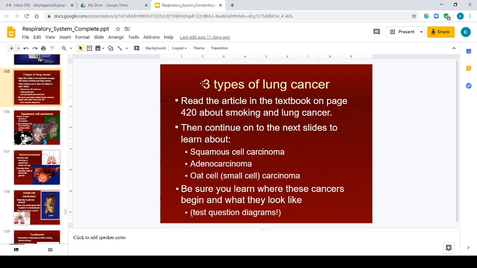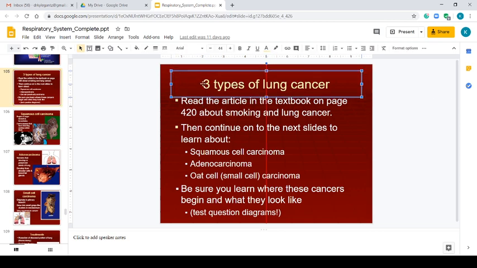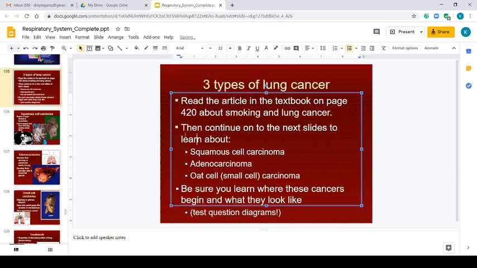So there's 3 types of lung cancer. Whoopsie. 3 types of lung cancer. Okay, they'll continue on the next slide. So we have squamous cell carcinoma, we have an adenocarcinoma, and we have a small cell carcinoma. Okay, I'm not sure I'm really going to worry about what they look like.